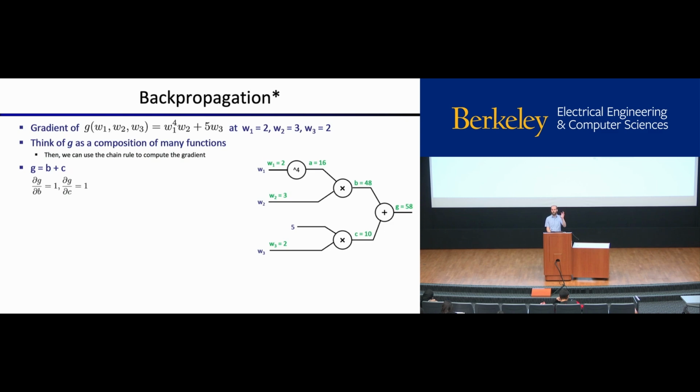This is a simple operation. We always know what this is going to be. This is a property of the plus operation. It doesn't matter what the inputs are. And then B is defined in terms of A times W2. So now we can write the partial derivative of G with respect to A in this form. So we have the partial of G with respect to B times the partial of B with respect to A. Well, this we got from this property of the plus operation, and this we get from the property of the times operation and this value.